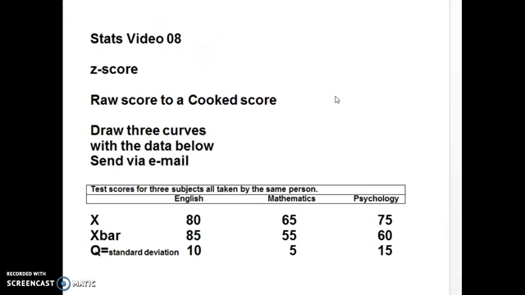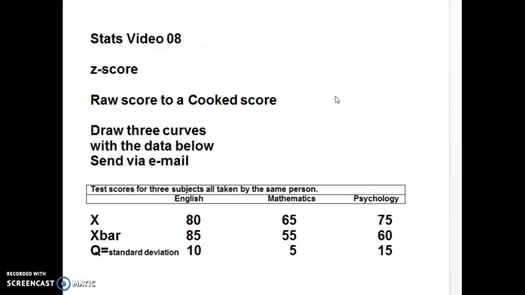Then we have the standard deviation on each of these curves. The standard deviation for English will be 10, starting at the center where we have the mean, the mode, and the median. So the standard deviation is 10 for English. For mathematics, the standard deviation is 5, and for psychology, it is 15.